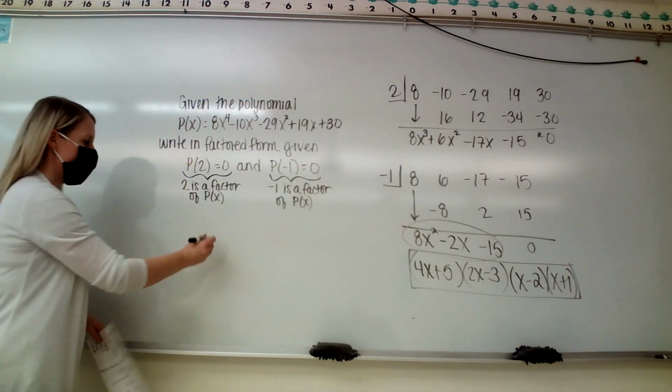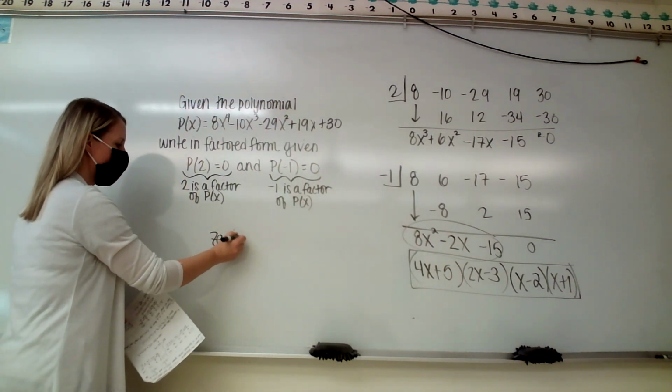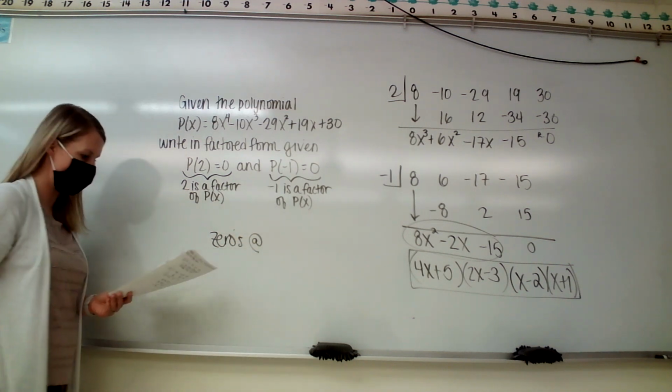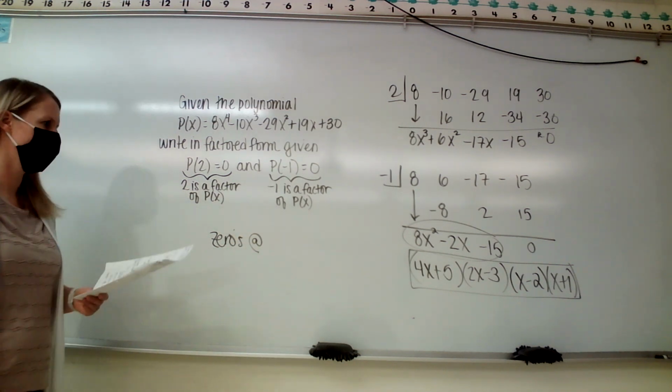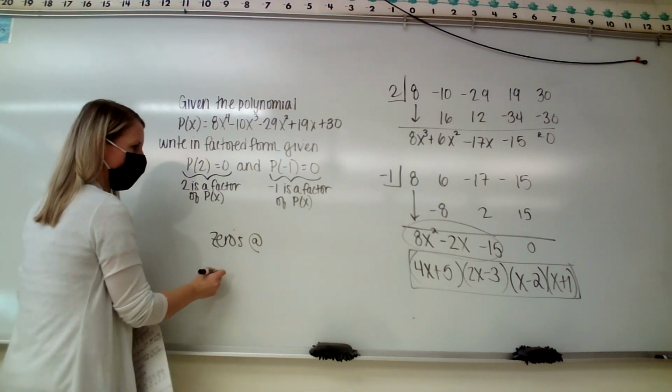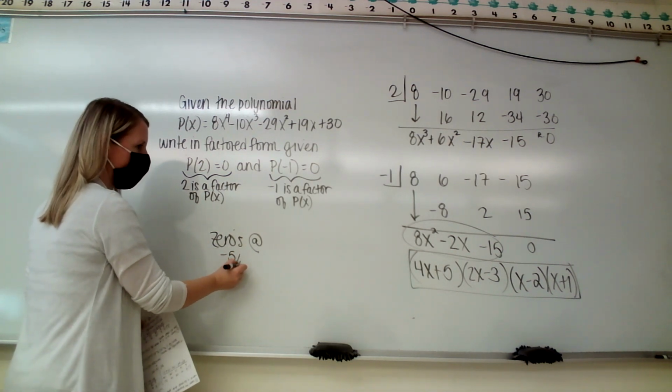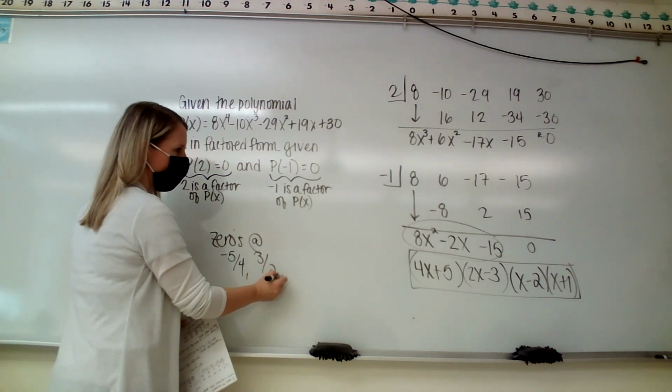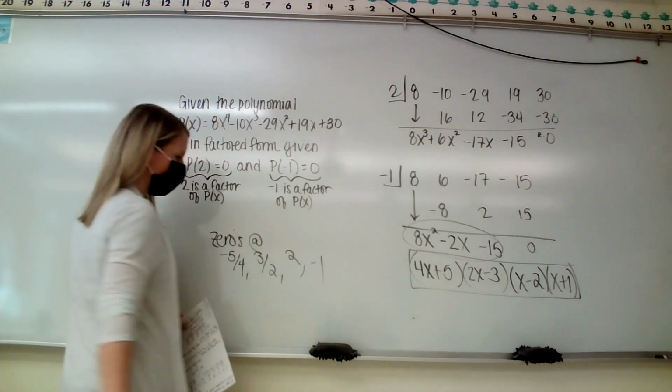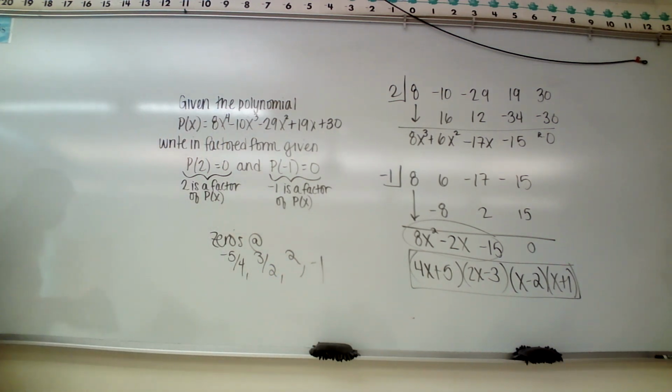And then once again, if I said, hey, what are the zeros of this? You would say the zeros are at, you can go in whatever order, negative 5/4, 3 over 2, 2, that was an awkward 2, and negative 1. You get the idea. Fabulous.